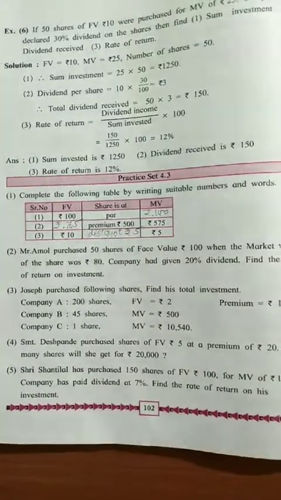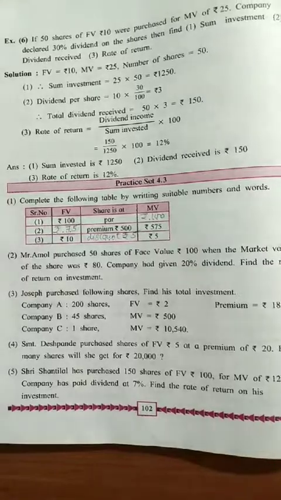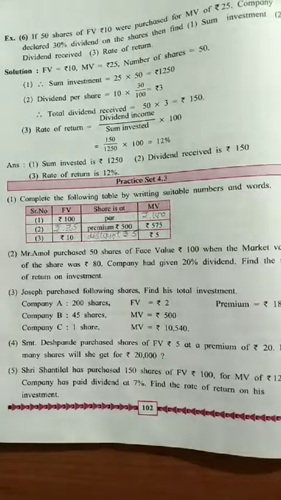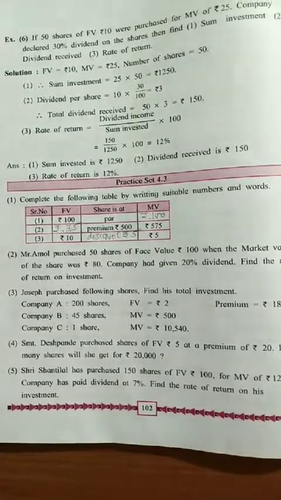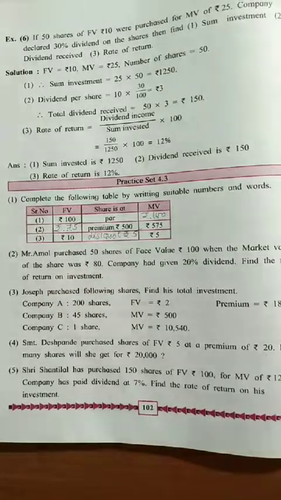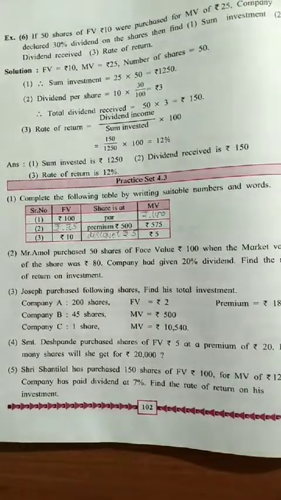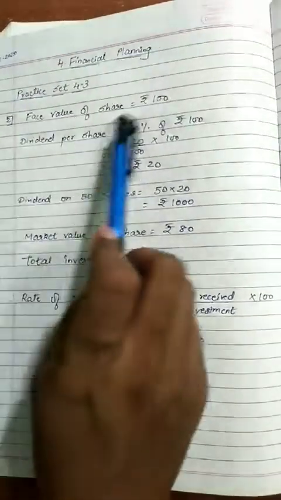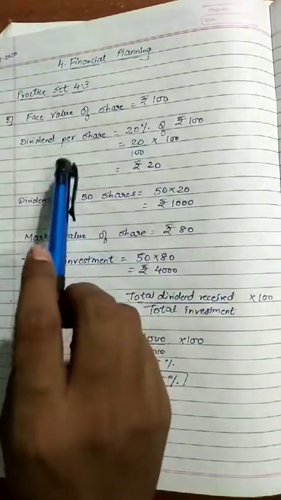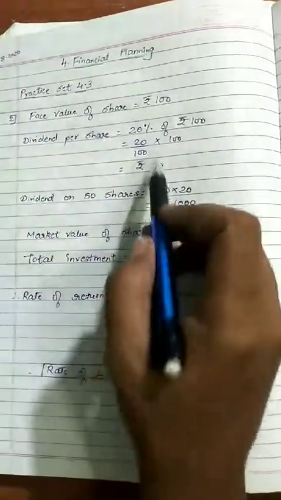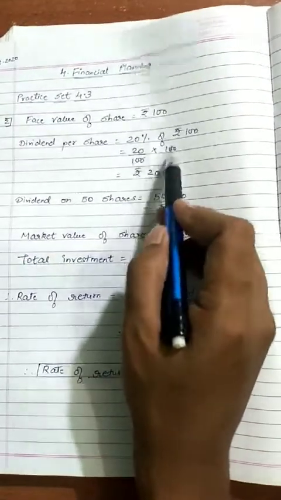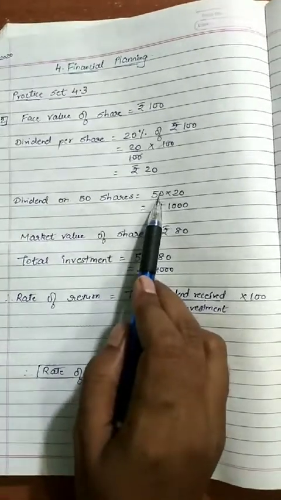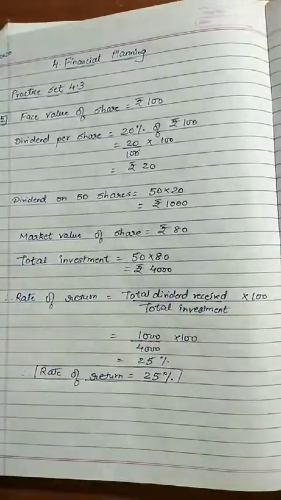So sum number 2. Mr. Amol purchased 50 shares of face value 100 rupees when the market value of the share was rupees 80. The company had given 20% dividend. Find the rate of return on investment. Now you can see the face value of the share is rupees 100. So dividend per share, 20% of 100, is 20 upon 100 into 100, meaning 20 rupees. So dividend on 50 shares, you will multiply 50 shares into 20 rupees, which gives you 1000.